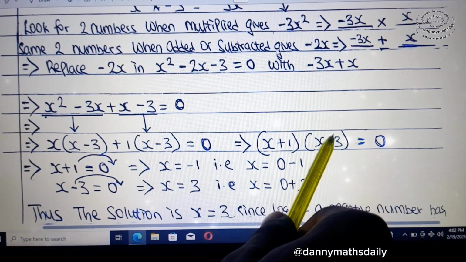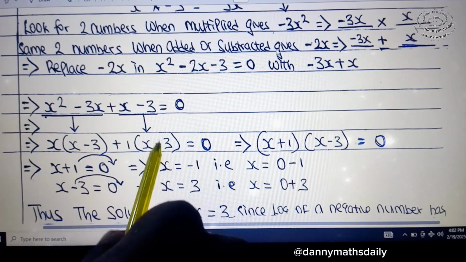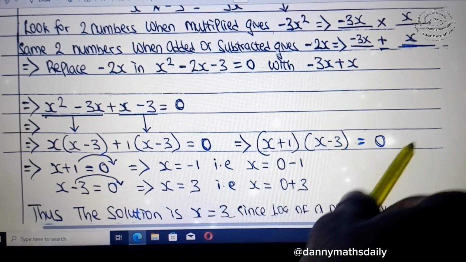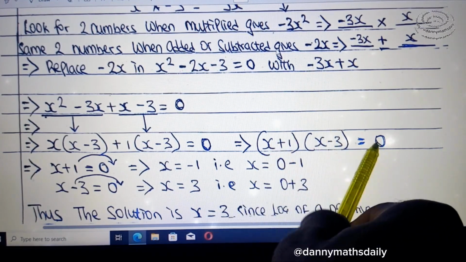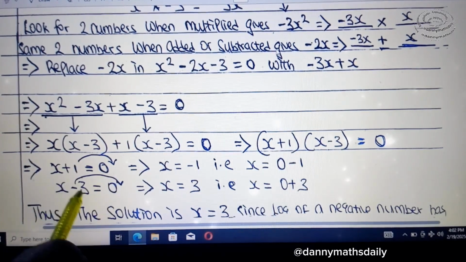Now, since here and here must be the same thing, do you understand? So we just pick 1, right? And then do x plus 1. So here and here must be what? The same thing. So we just pick 1 and then x plus this 1. Do you understand? Equal to 0. Now to find the values of x, we pick them one by one. So x plus 1 equal to 0, see here, and x minus 3 equal to 0, right?